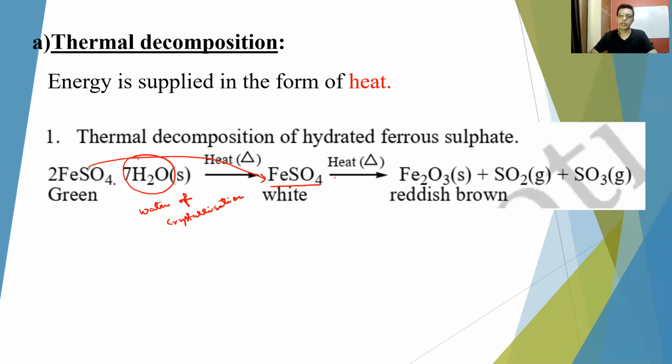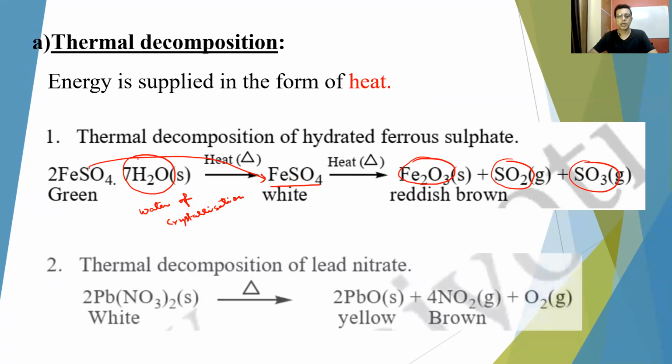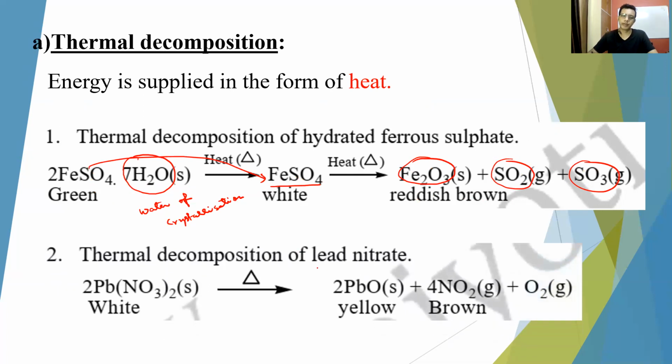And this powder, when heated, will give you ferric oxide, which is reddish brown in color, along with the release of gases sulfur dioxide and sulfur trioxide. And these gases have a smell of burning sulfur. The smell that we get after burning a matchstick, a similar smell we'll get when these gases are released here.